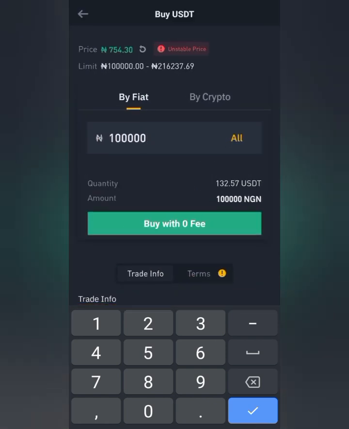132.57. Let's assume, because I'm not doing this live trade, I'm just showing it to you. If you're interested, please do your own research before you go ahead with this. Things could have changed by the time you're watching this video, so please don't come complaining to me. I'm just sharing with you so that you can try it out. Go and test it. Do your simulations before you go ahead. That's just my own advice. So this is 132.57. Let's take note of that.